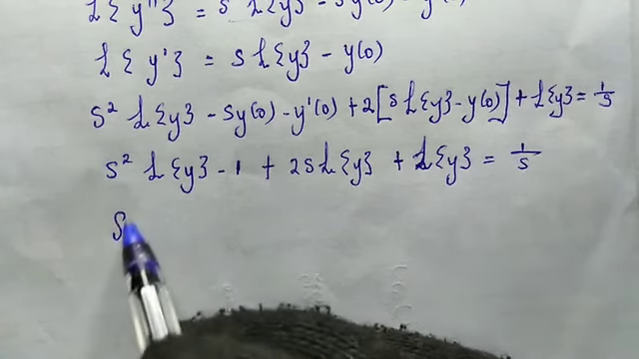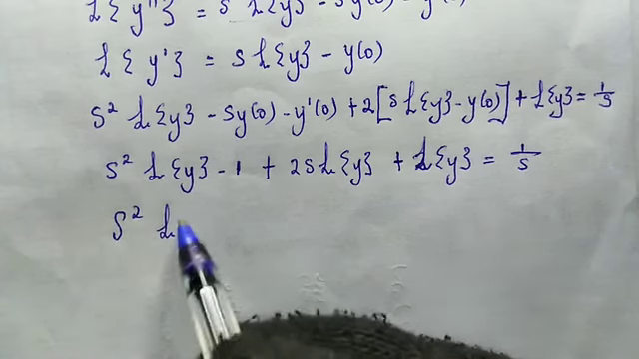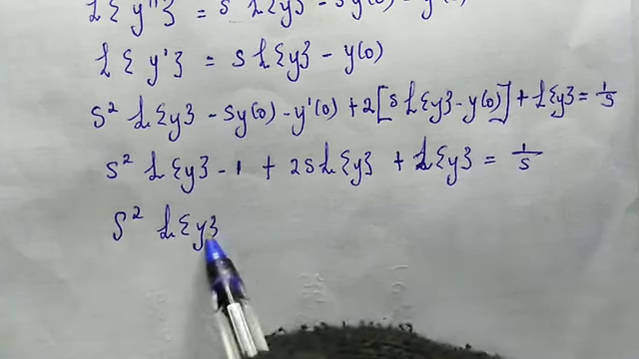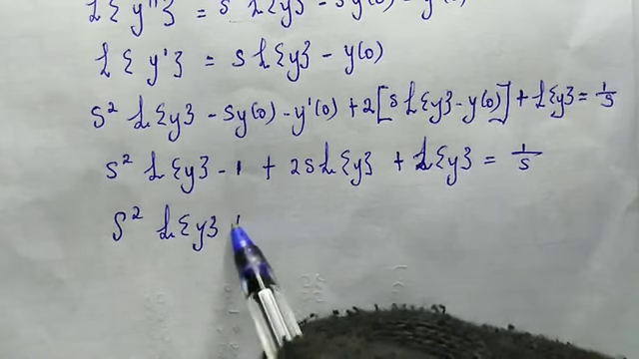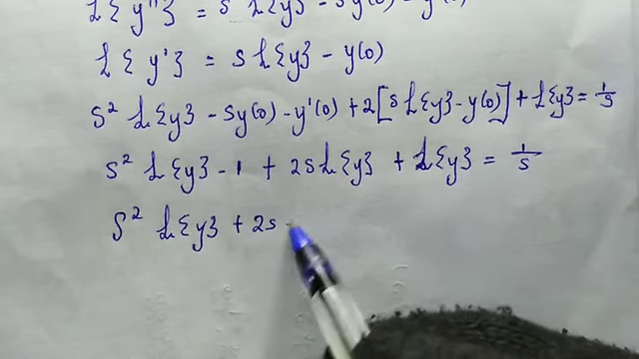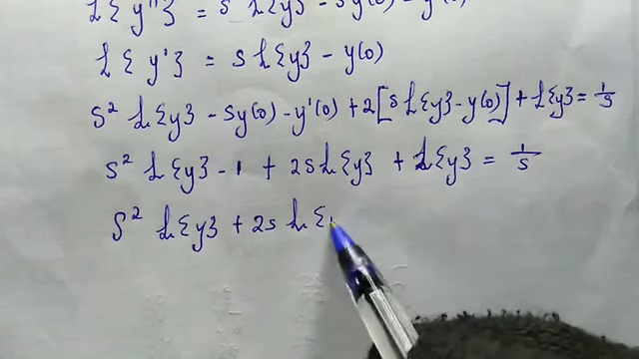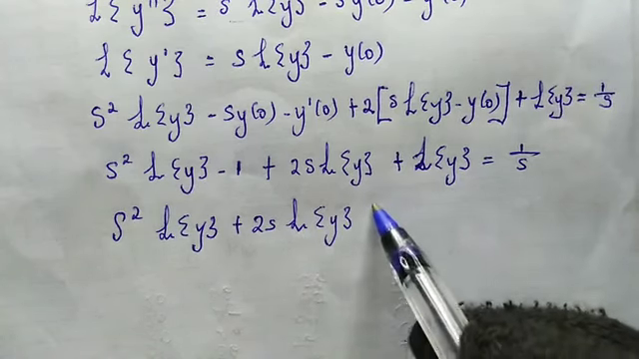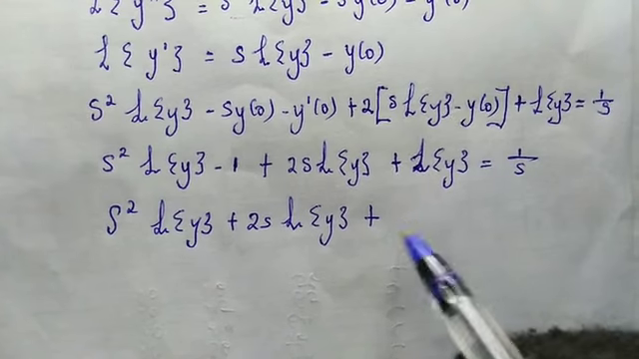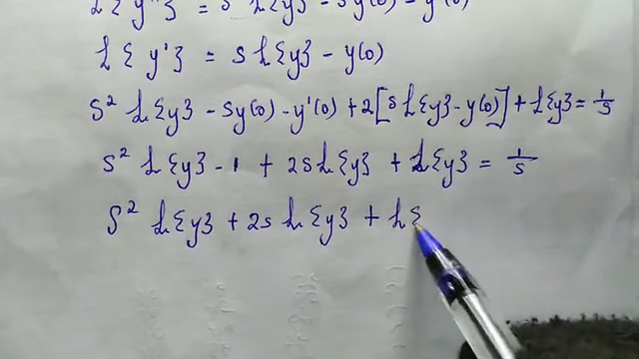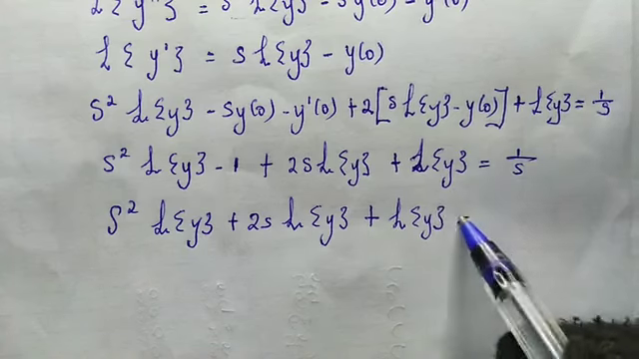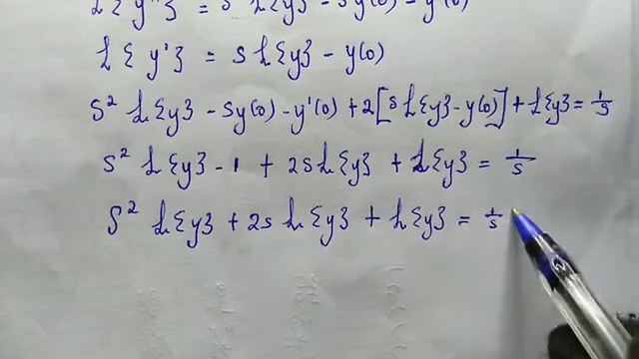So here we have s squared multiplied by the Laplace transform of y, then here plus 2s multiplied by the Laplace transform of y, then here plus the Laplace transform of y. This is equal to 1 all over s plus 1.